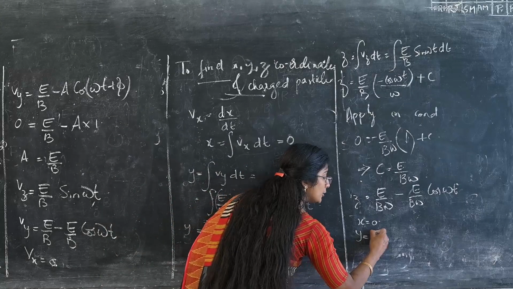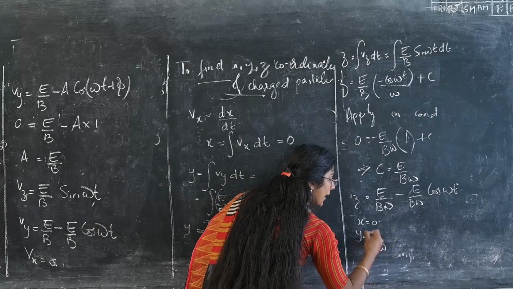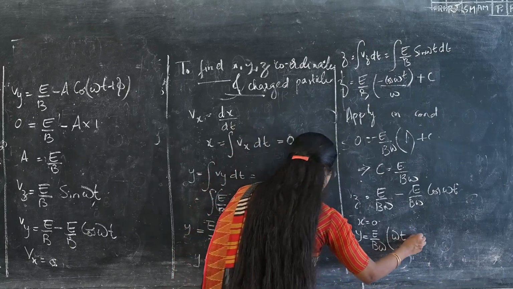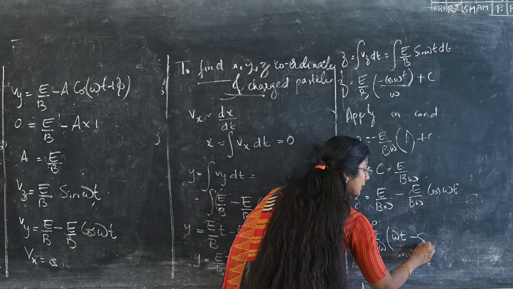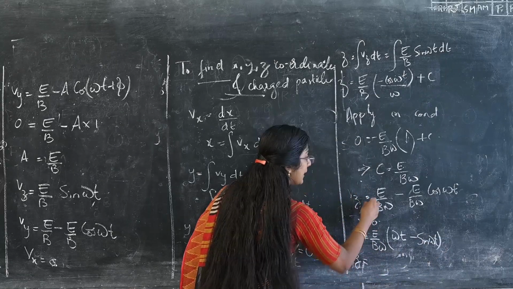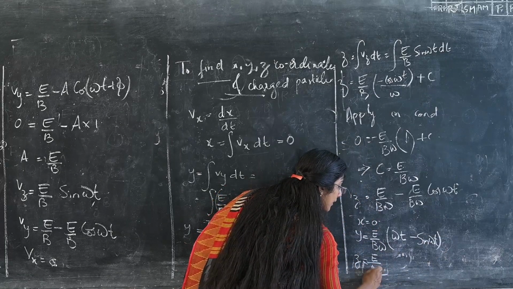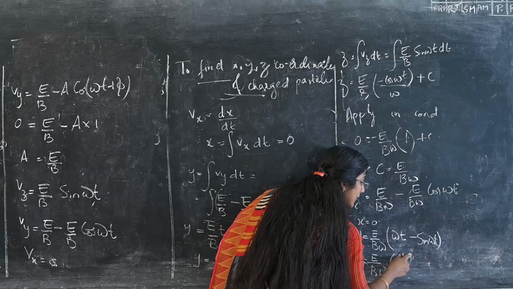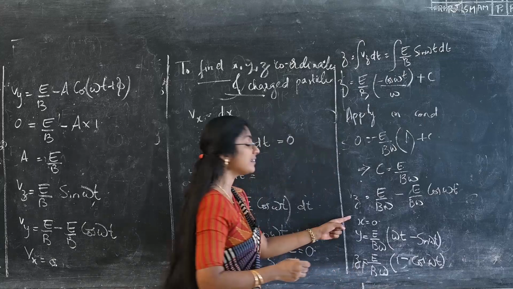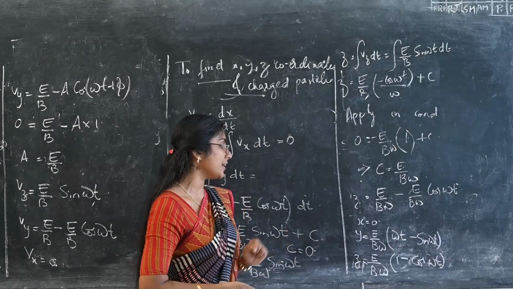So y is equal to E by B omega into omega t minus sin omega t, and z I got it as E by B omega into 1 minus cos omega t. These are the three equations that I got for the three coordinates.